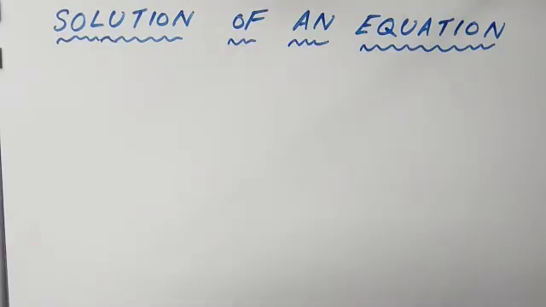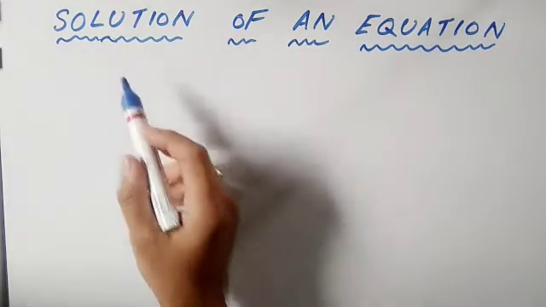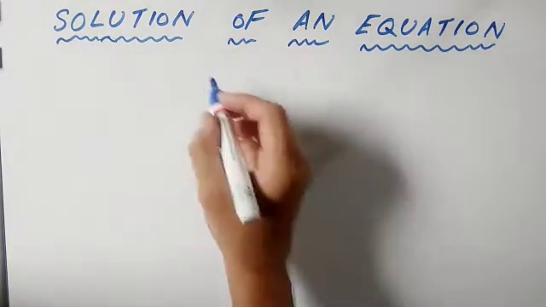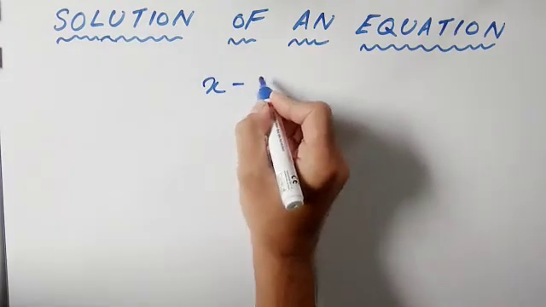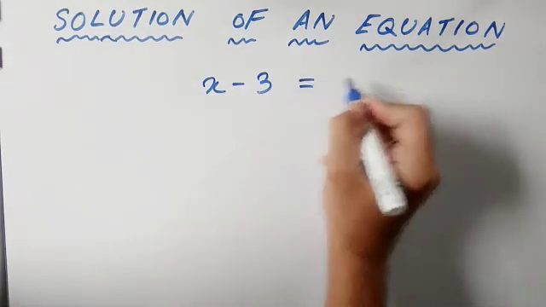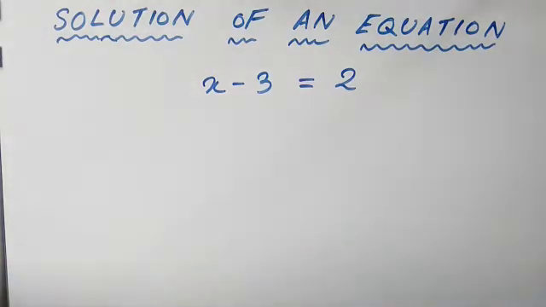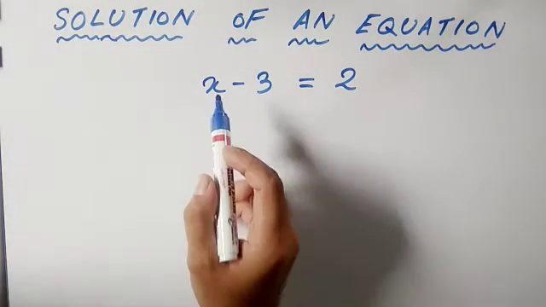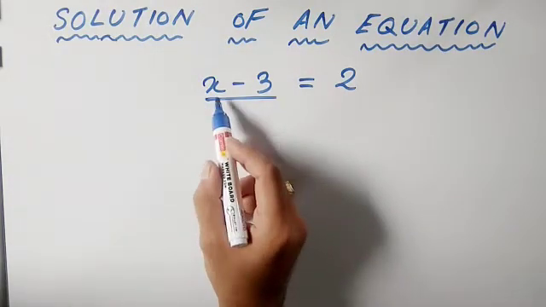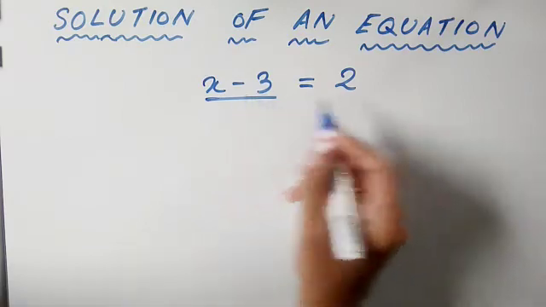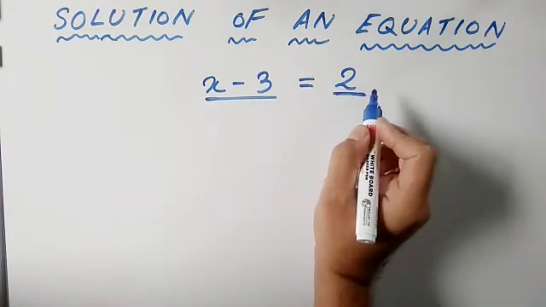Next, students, let's try another example. Let's try to find the solution of an equation, and let's take an equation like x minus 3 equals 2. So let's try to find the solution of this equation. Here, the value on the left hand side is x minus 3, and the value on the right hand side is 2.